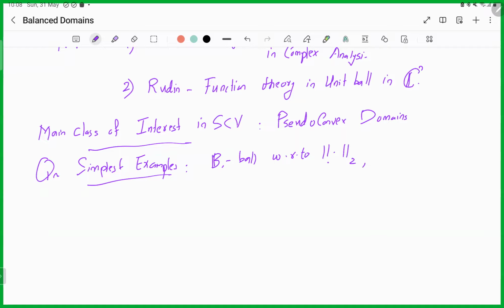Another example you can see is the polydisc, or another way, a ball. This ball we denote as Delta^n. It is a ball with respect to the infinity norm. These are the simple examples. How can we generate more examples? You can take a ball with respect to any norm.